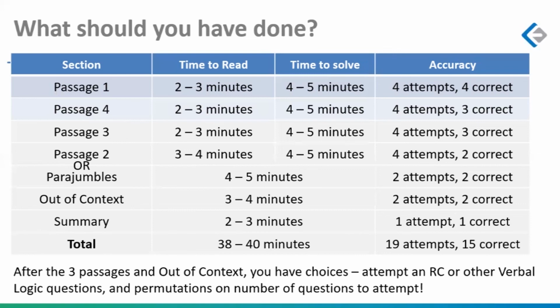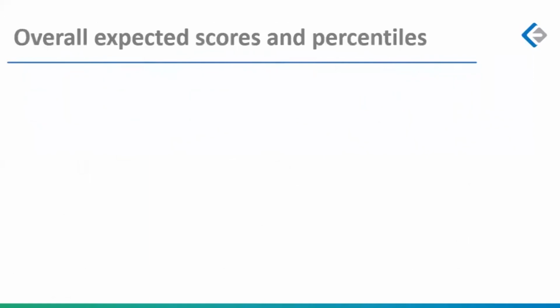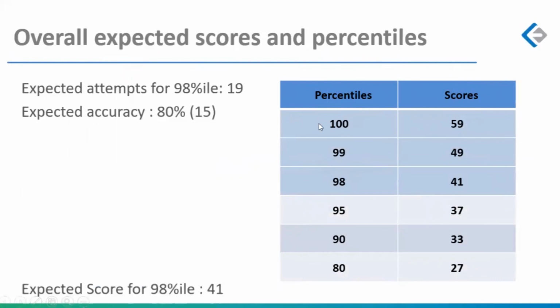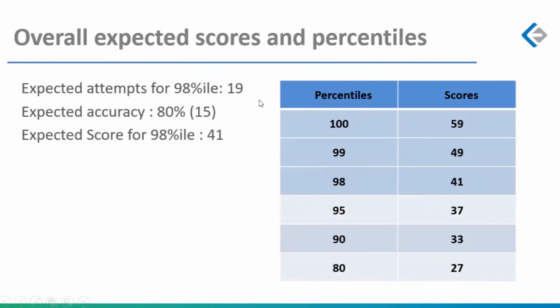Yes, the instructions, the overall summary of the section initially was learning to make tough choices. 19 attempts and 15 correct. The scope, the freedom, the flexibility of getting up to 4 incorrect, you don't see it all the time. You see it only once in a while in my papers. So this is what you saw. Expected attempts for 98 percentile, 19 attempts, 15 correct for a net score of 41. At 41, you would be at a 98 percentile.